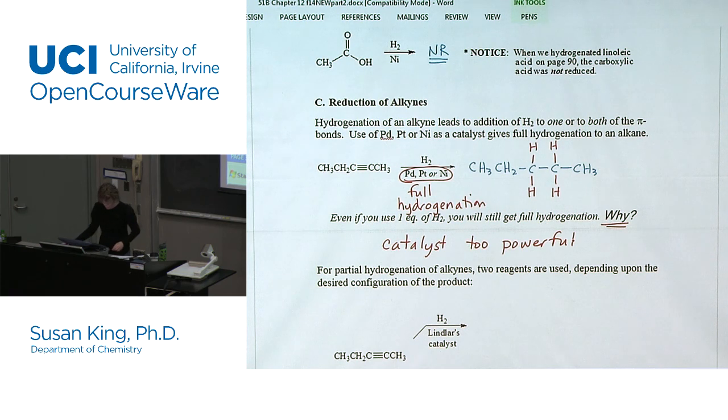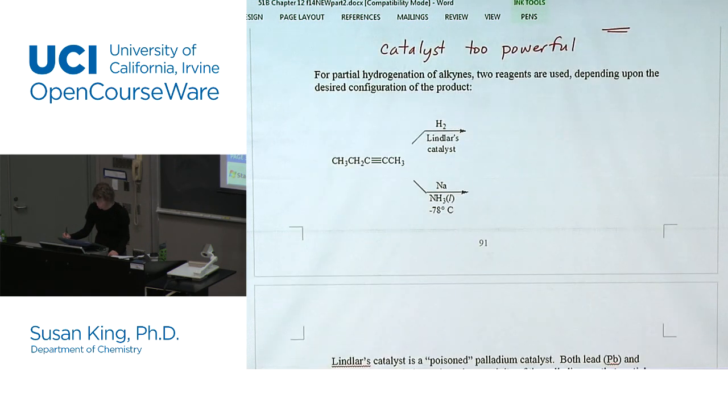So if we want to do partial hydrogenation, we have to make the catalyst less powerful, and that's the way we're going to do it, rather than trying to limit the H2. So the way we make the catalyst less powerful is we use poisoned catalyst. It's called poisoned catalyst.